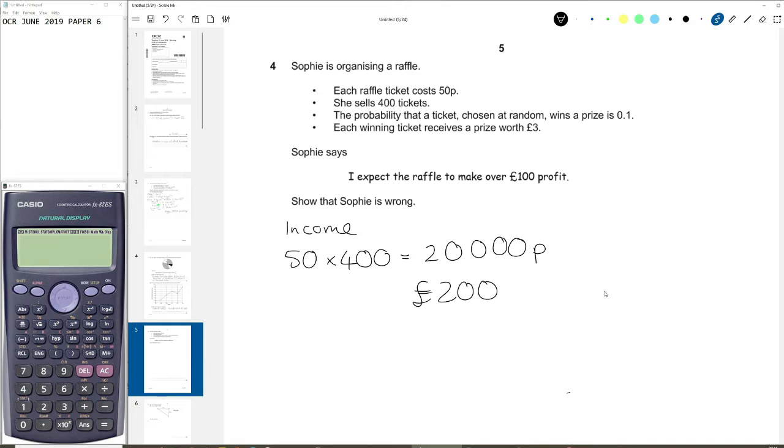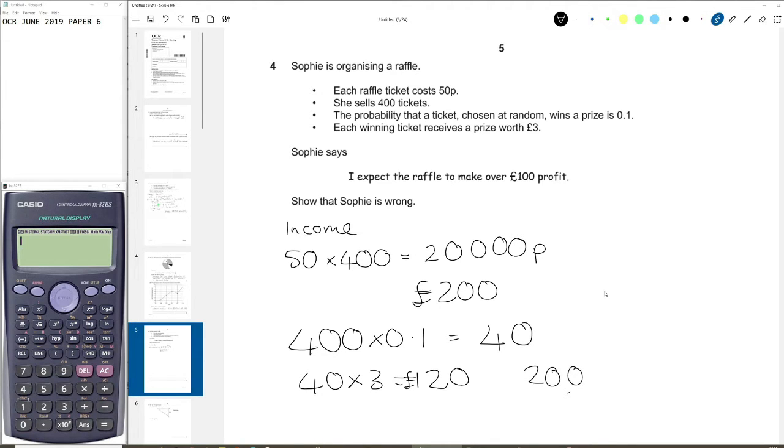Now she says that the probability that a ticket chosen at random wins a prize is 0.1. So with 400 tickets, if you times that by 0.1, you would get 40. So we expect that 40 tickets would win a prize. Now each winning ticket receives a prize worth £3. So 40 times 3 is £120. So that is how much it would cost for the prizes. So her overall profit would be 200 minus 120, which is £80.